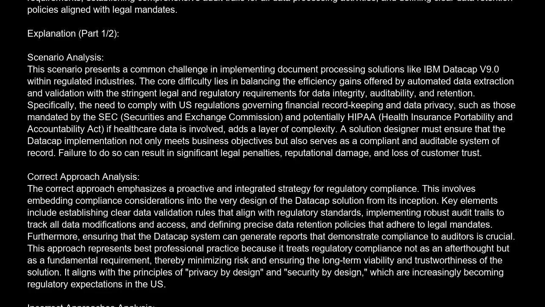This approach represents best professional practice because it treats regulatory compliance not as an afterthought but as a fundamental requirement, thereby minimizing risk and ensuring the long-term viability and trustworthiness of the solution. It aligns with the principles of privacy by design and security by design, which are increasingly becoming regulatory expectations in the U.S. Incorrect approaches analysis.